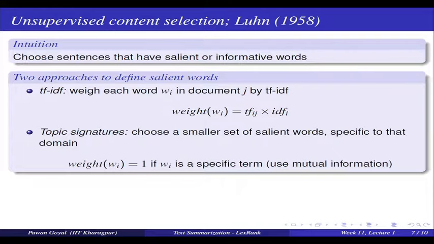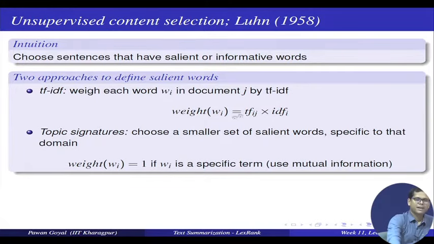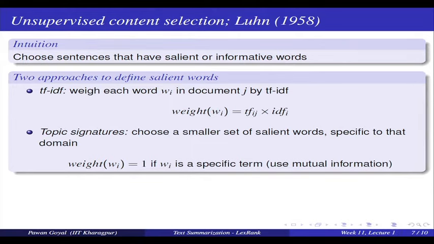So how do I assign the information for each of the words? So what are the simple measures? One simple measure is you take a TF-IDF for each word. So for each word in the document, in the sentence, you find out what is the TF-IDF weight. We already discussed how we compute TF-IDF weight, and then take an average TF-IDF for the whole sentence.